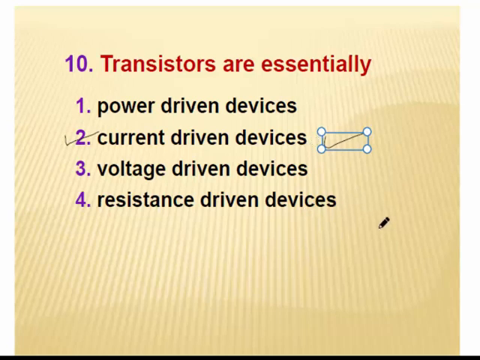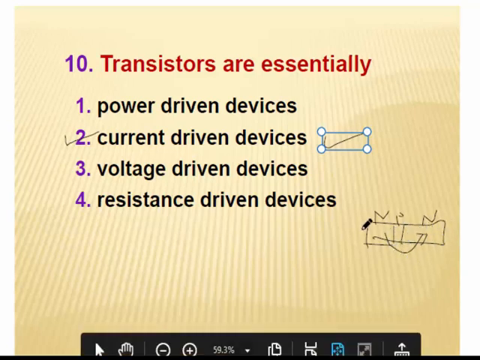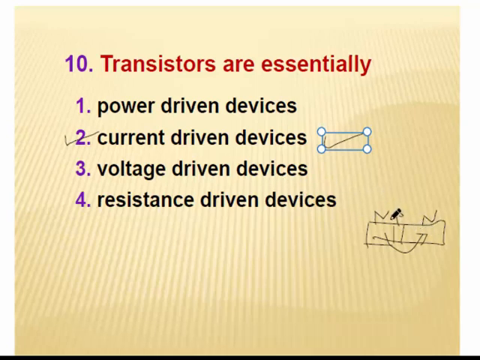Here, what happens in a transistor is, if you take a PNP or NPN transistor, current moves from the low resistance region to the high resistance region. The current moves from the low resistance region to the high resistance region. That is why it is called transfer of current from low resistance to high resistance region. Okay, so it is a current driven device. Next question.